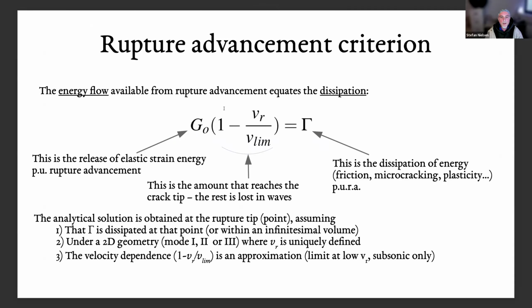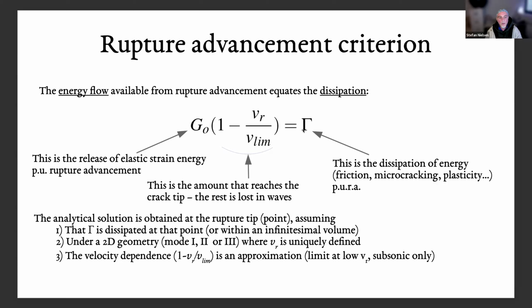And there are several things to observe here. The amount that reaches the crack tip, part of it is lost in waves, but this is a solution obtained first for a point, which is the rupture tip. So you have to assume that you can make the balance of all these terms at the rupture tip, and that the dissipation happens in such a small volume that you can assume it's all located at the rupture tip. So this is a first approximation.